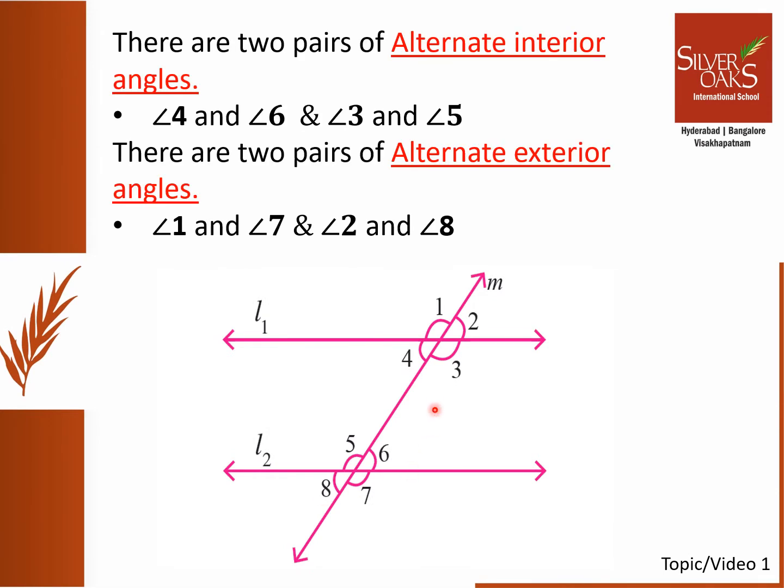Next, alternate interior angles and alternate exterior angles. Alternate, the word. These two are alternate angles. These two are alternate angles. This is the interior part. So, 4 and 6 and 3 and 5 are alternate interior angles. Similarly, 1 and 7 and 2 and 8 are alternate exterior angles.